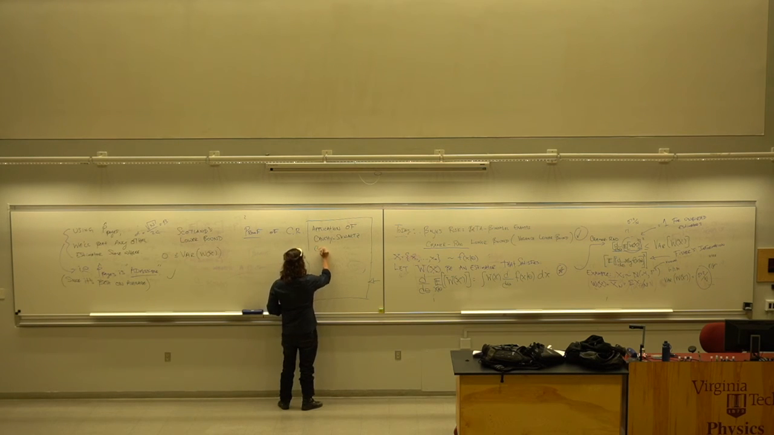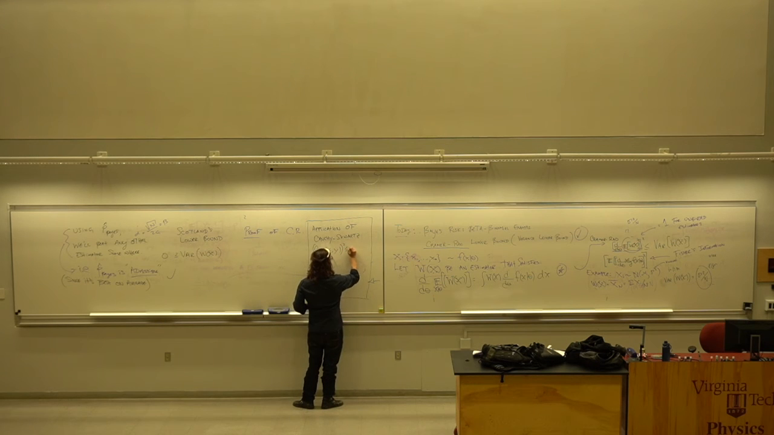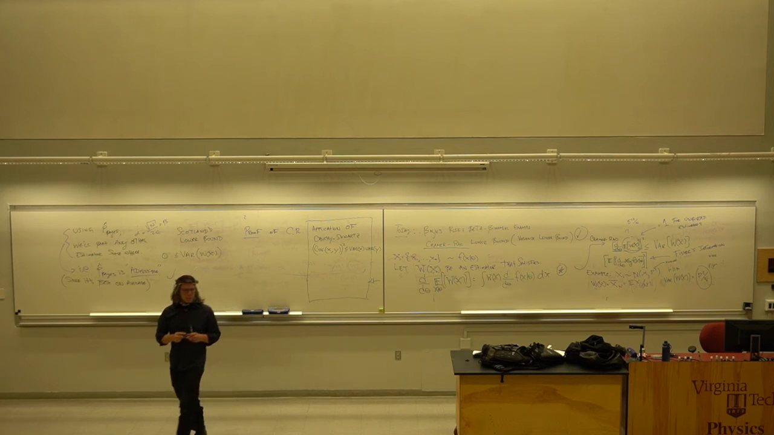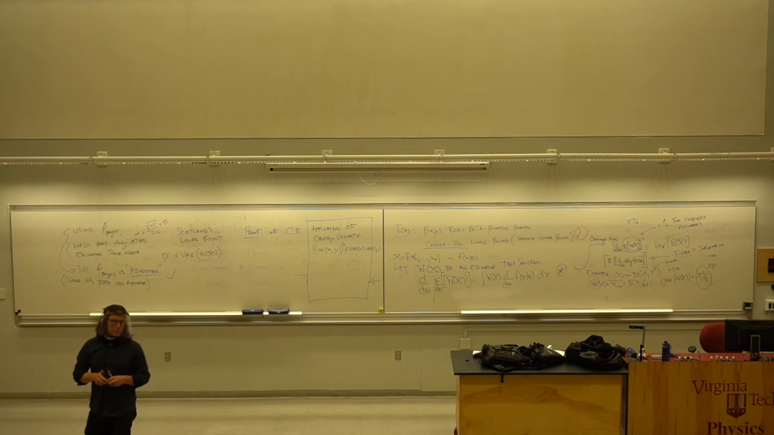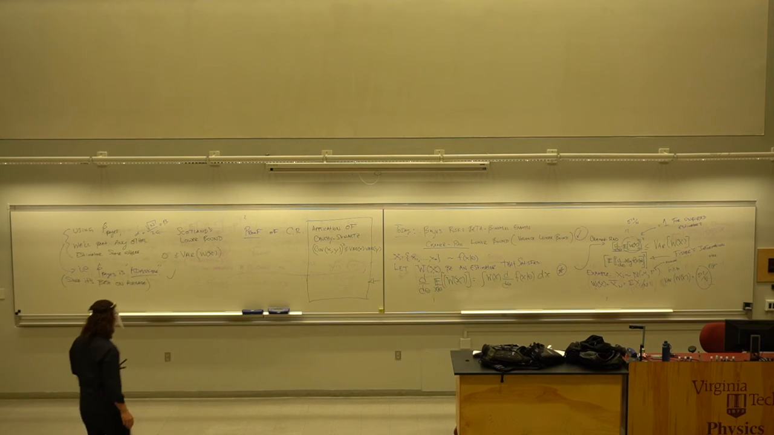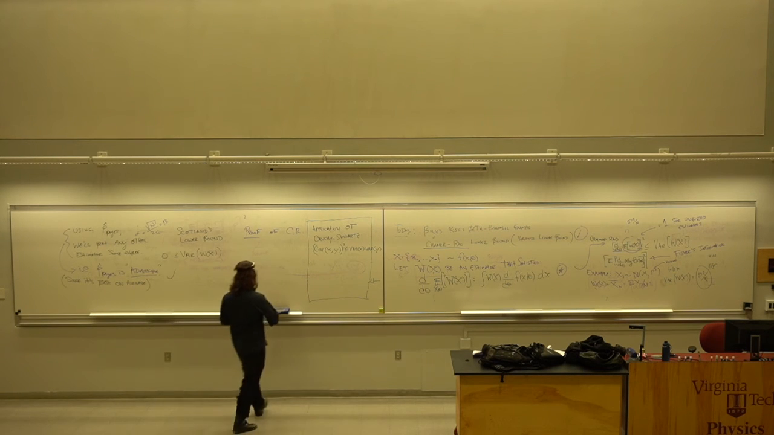It says the covariance between two random variables squared is going to be less than or equal to the variance of x times the variance of y. Is that obviously true to you guys, or do you want to see the proof? Everybody wants to see the proof. So let's do it.